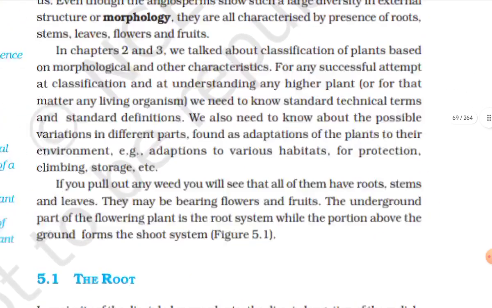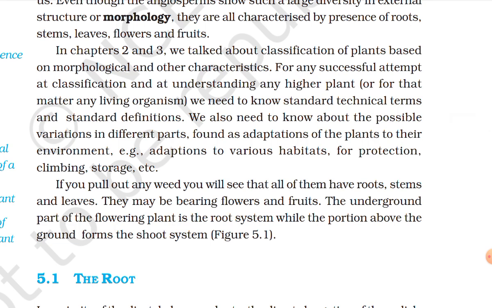In chapters 2 and 3, we talked about classification of plants based on morphological and other characteristics. For any successful attempt at classification and at understanding any higher plant, or for that matter any living organism, we need to know standard technical terms and standard definitions. We also need to know about the possible variation in different parts found as adaptations of plants to their environment. Example: adaptations to various habitats for protection, climbing, storage, etc.